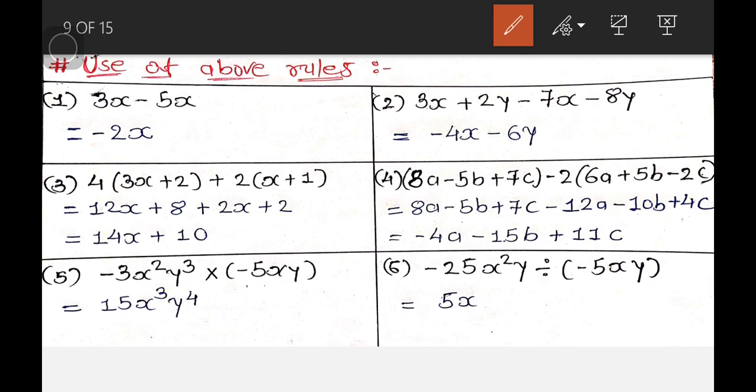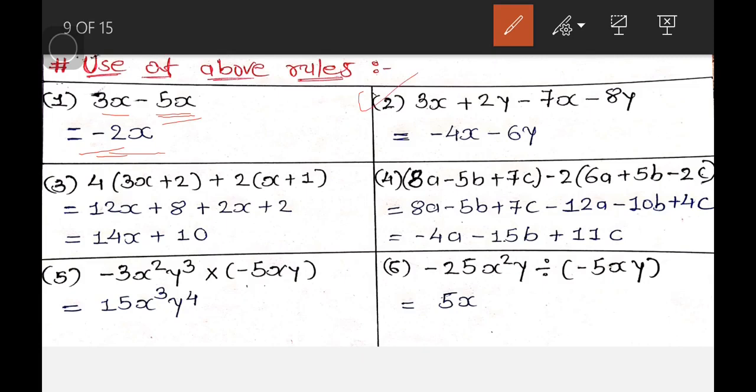Now first example, 3x minus 5x. You can see that the terms are similar terms, so we can do addition and subtraction. Here both terms have different signs, so we subtract 3 from 5, then we get 2x, and 5 is the larger term, so we put a minus sign.